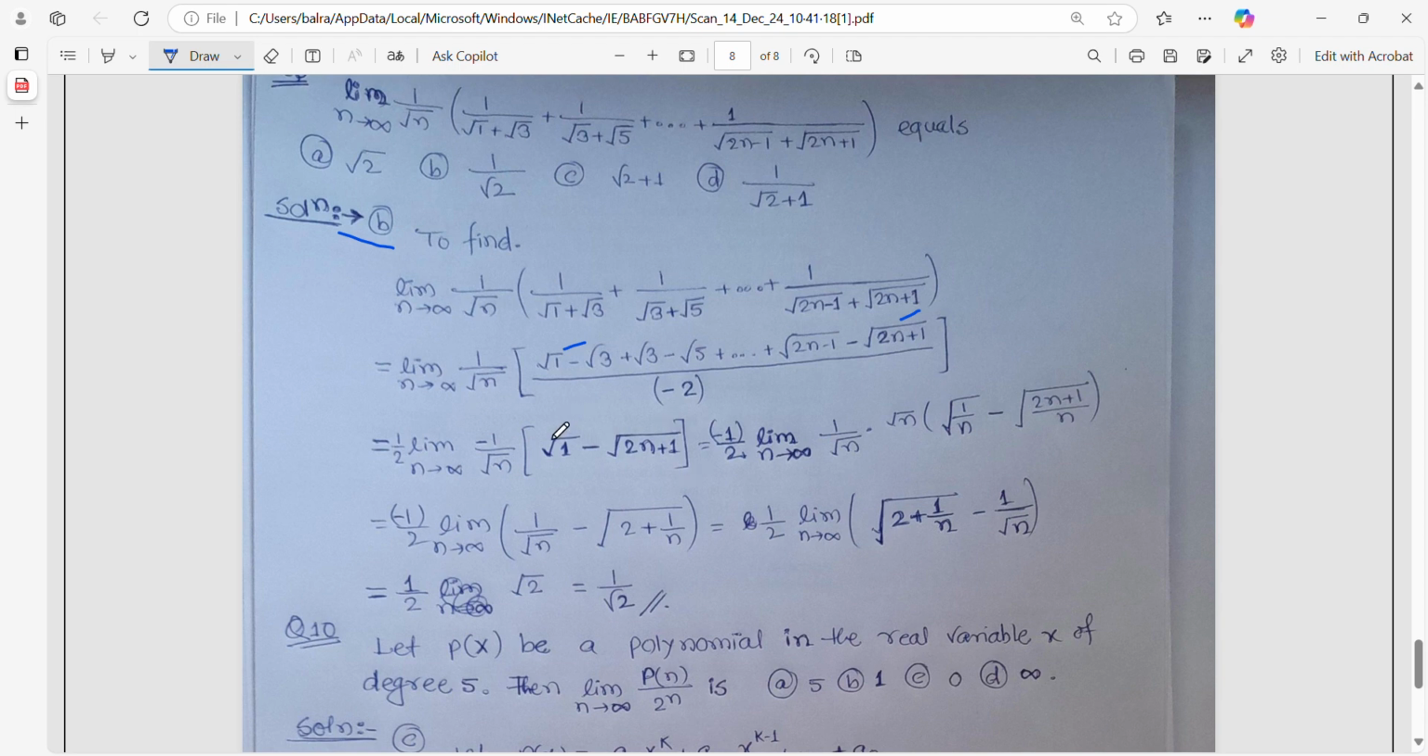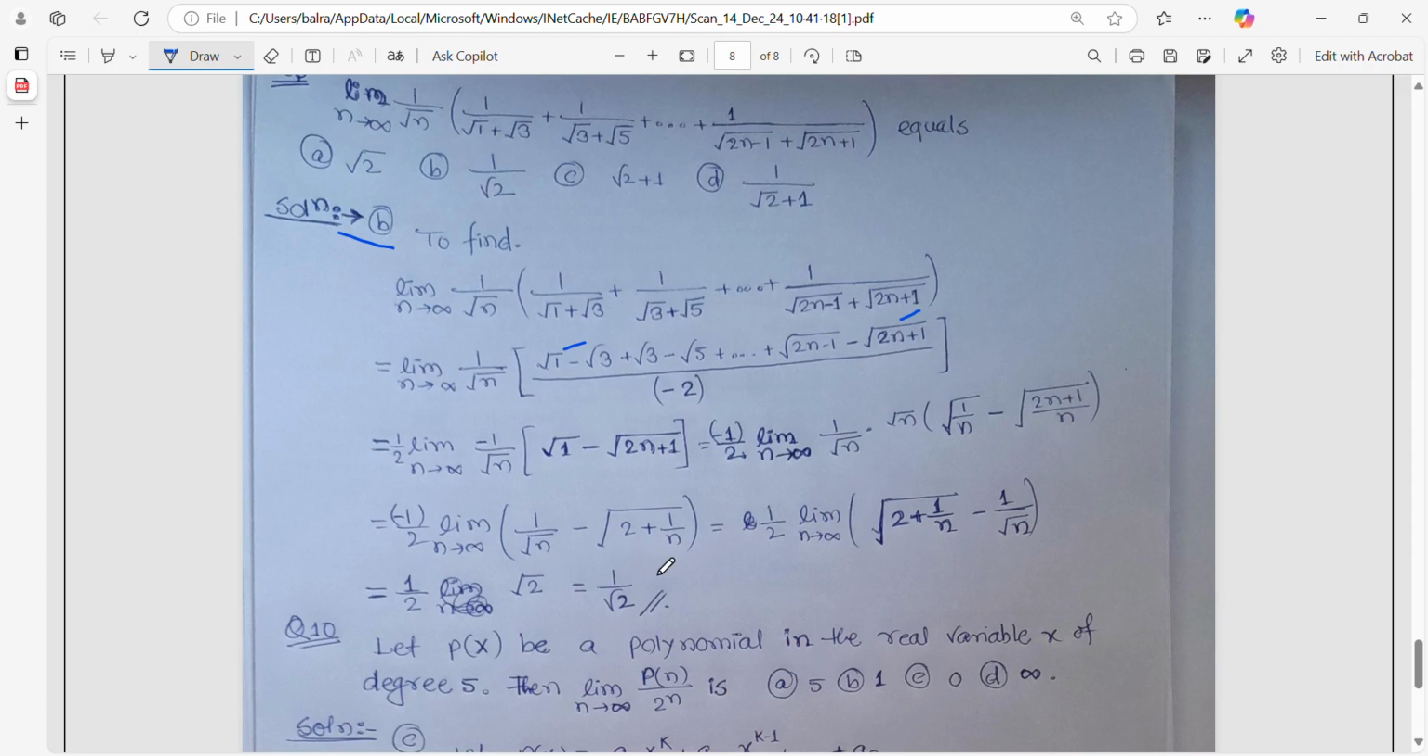After that what we will do, minus 1 by 2, limit n tends to infinity, 1 by under root n we will take common. So 1 under root 1 by n minus under root 2n plus 1 by n. Okay, now n cancel. So minus 1 by 2, limit n tends to infinity, this and this, and n can be taken common, cancel. So here it will come like that.